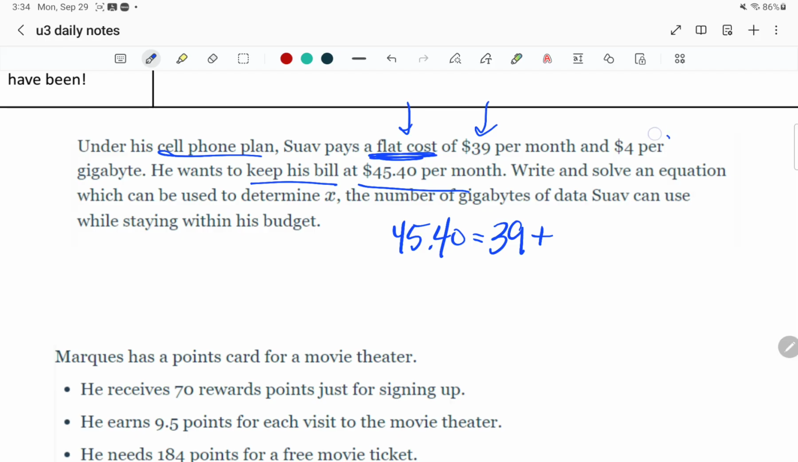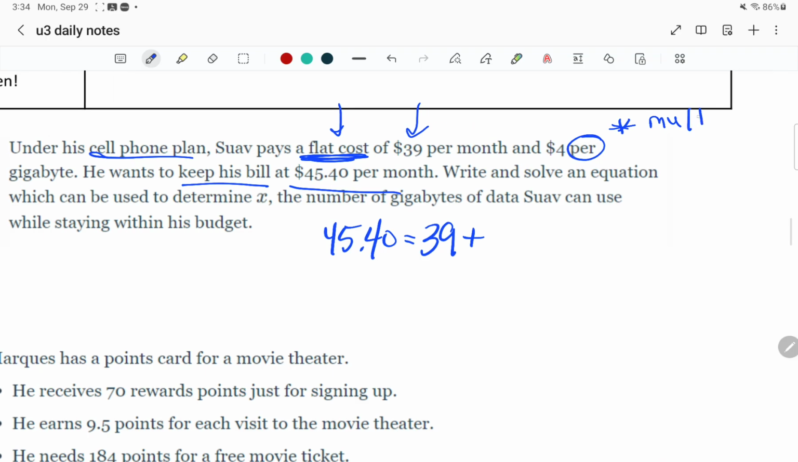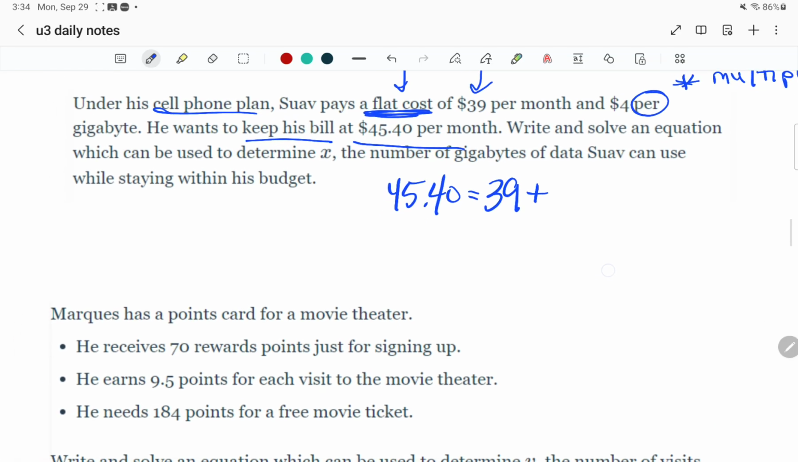But then I've got $4 per gigabyte. So per, circle that for me. That's another multiplying word. Per tells me that's my multiplying stuff. So what I'm saying is I got to pay $39 no matter what. I could shut my phone off, I'd still have to pay $39. But I do need to use my phone, and it's $4 for every gigabyte I use.